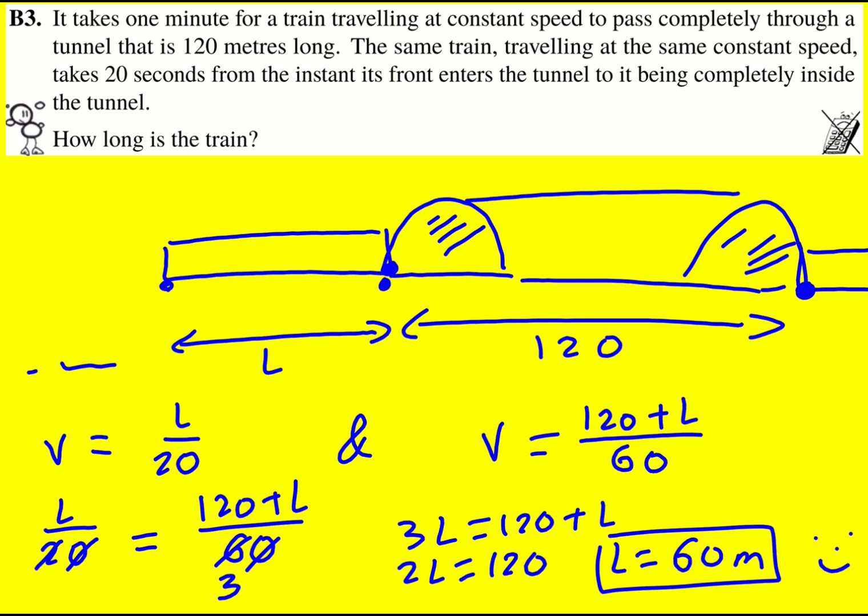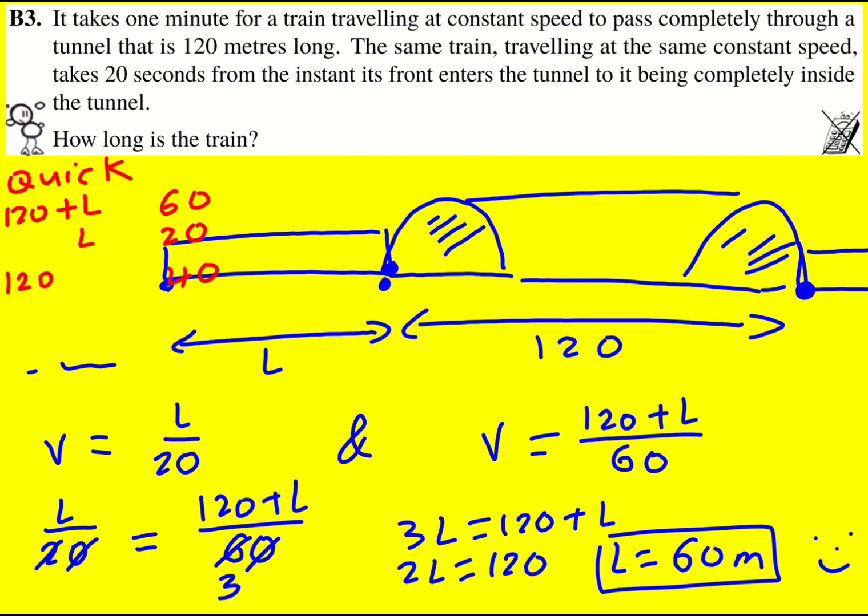Now that's a pretty solid approach. I'm going to now go through it in a much quicker way. So to go 120 plus L, it takes 60 seconds. To go just L, it takes 20 seconds. And therefore, to go 120 by itself, it must take 40 seconds.